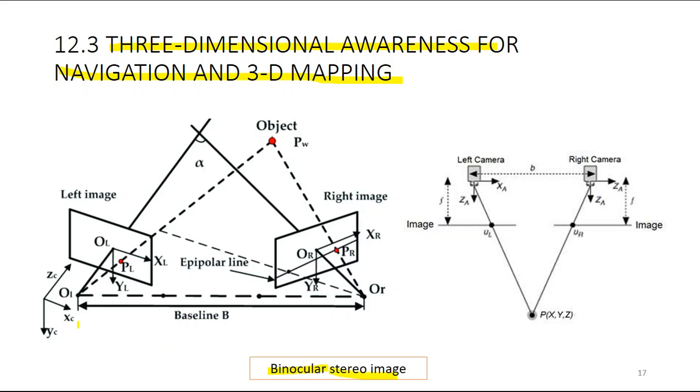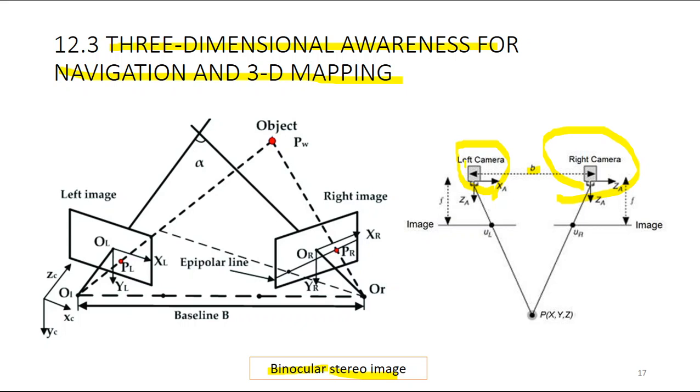Let me use the right-hand side image to explain this. You have a left camera right here and a right camera. Generally these cameras are the same, I mean the same model, for your convenience to calculate some parameters, and they have a distance called b.